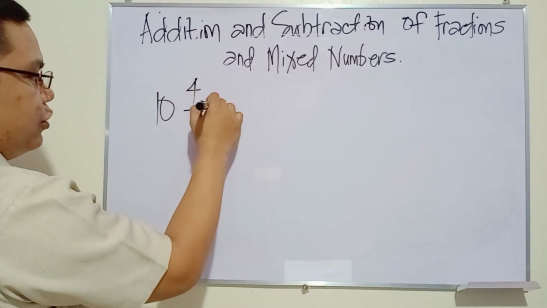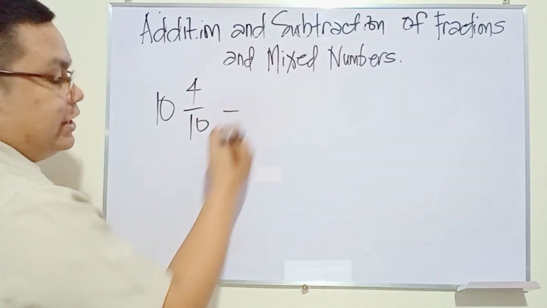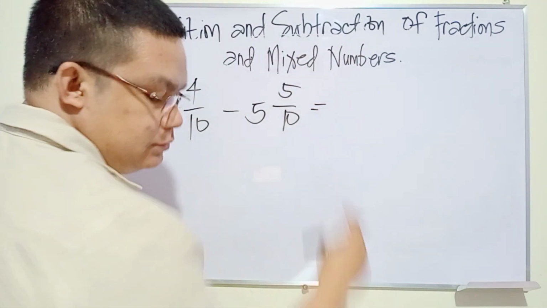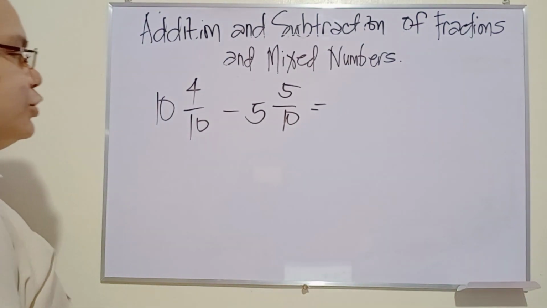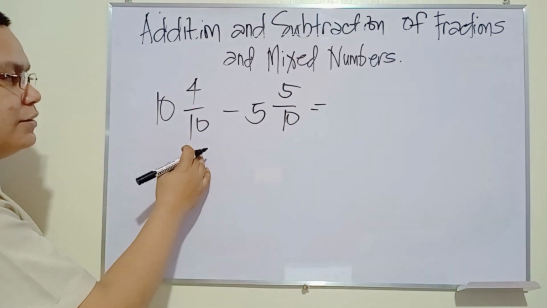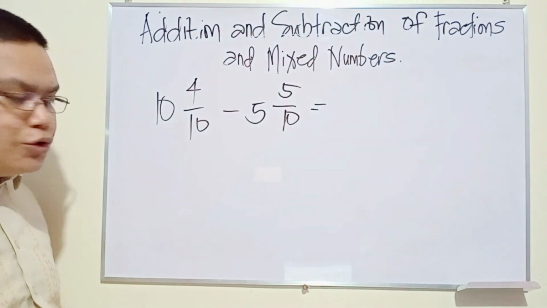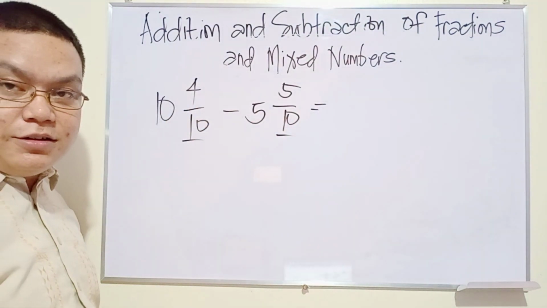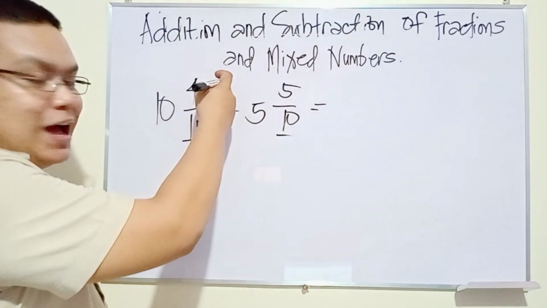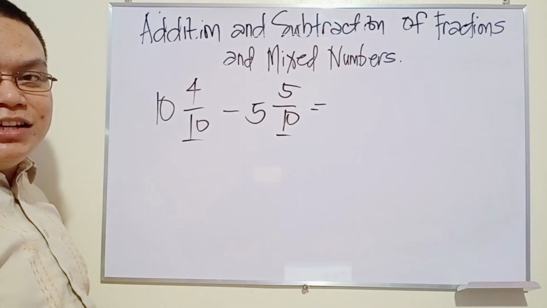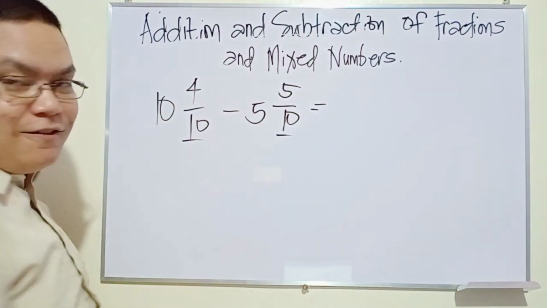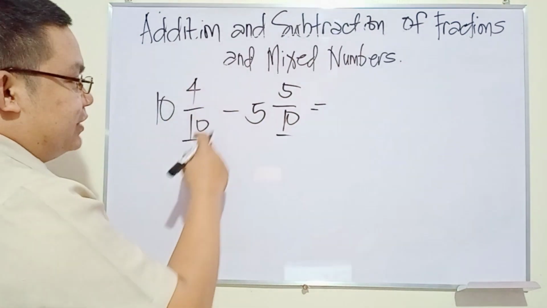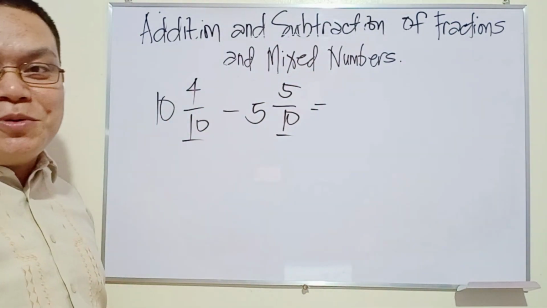10 and 4 over 10 minus 5 and 5 over 10. So if you can see, the 10, 4 over 10, 5 and 5 over 10, they have the same denominator, which is 10. Pero yung una is mas maliit yung kanyang numerator kaysa doon sa pangalawang fraction. So hindi mo naman pwedeng isubtract yun. So yung 4 over 10 minus 5 over 10, hindi po pwede yun.